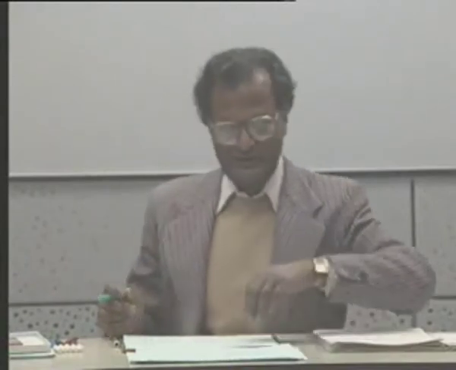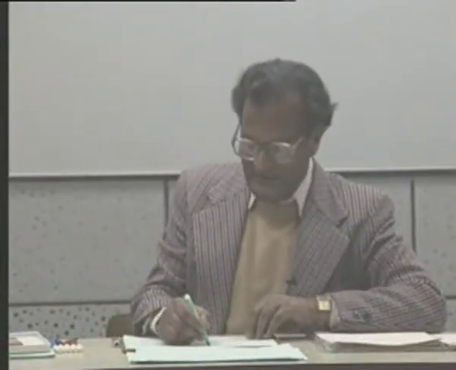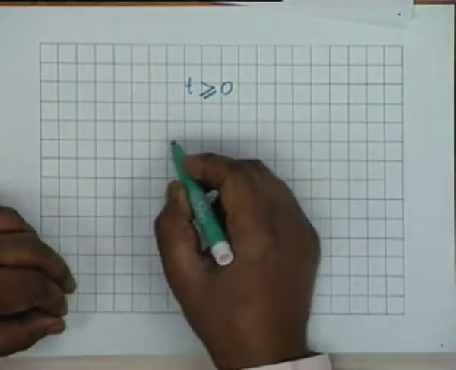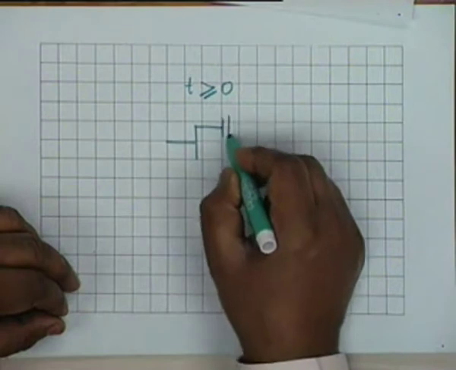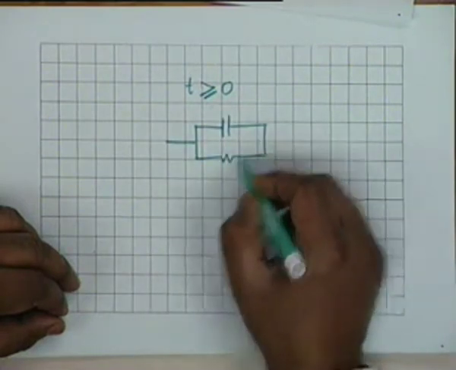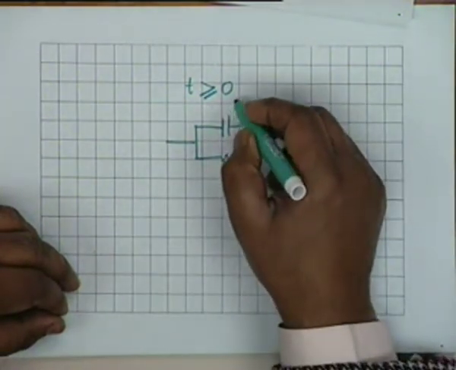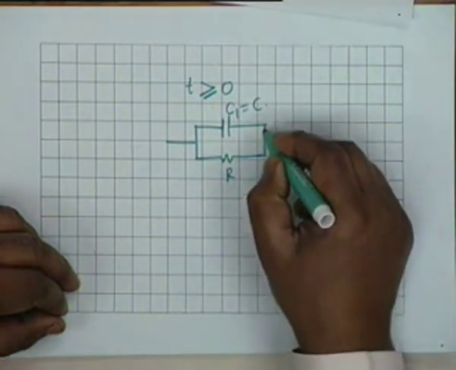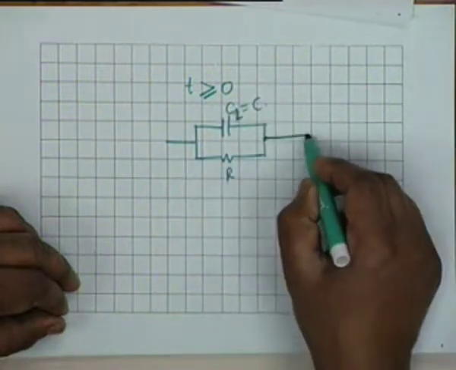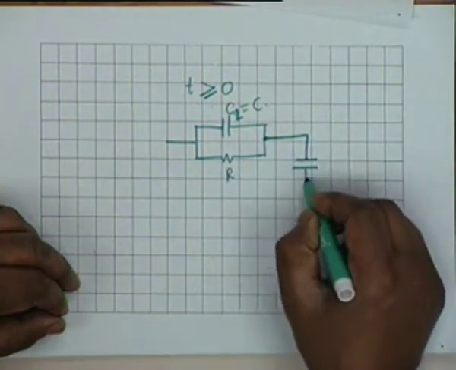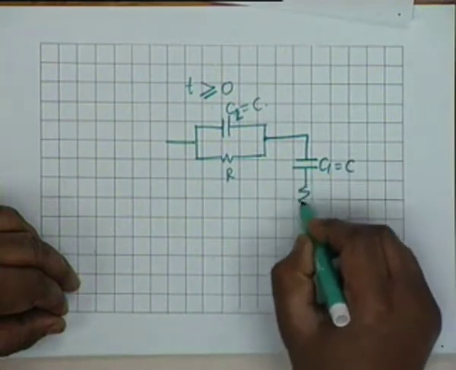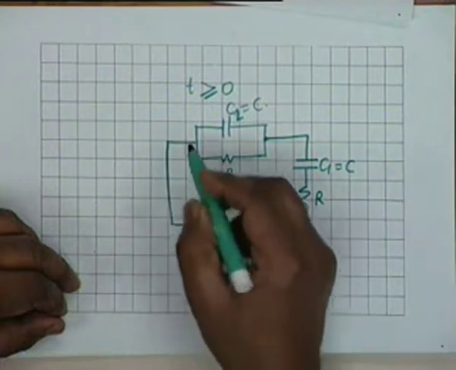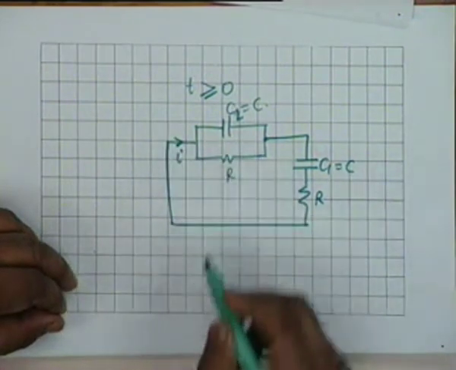How to find the other initial condition? You see that at t greater than or equal to 0, the circuit is like this. You have a C, you have a R. I call this C1, and this was C2. All right, C2 equal to C. Then I have C1, which is equal to C, and then an R. And this is shorted. This is the current I.